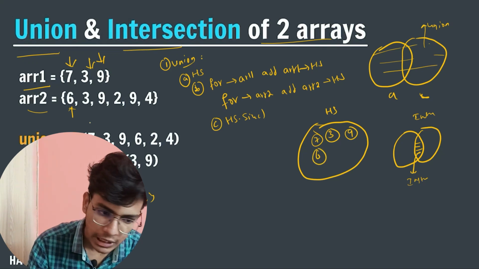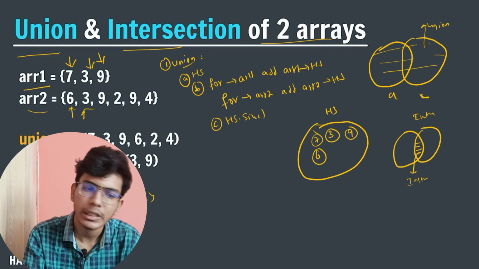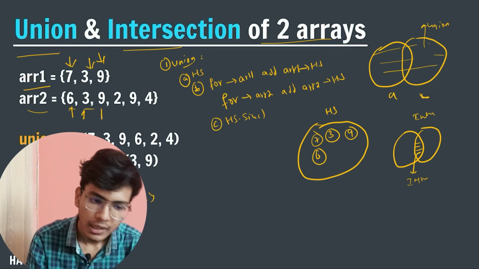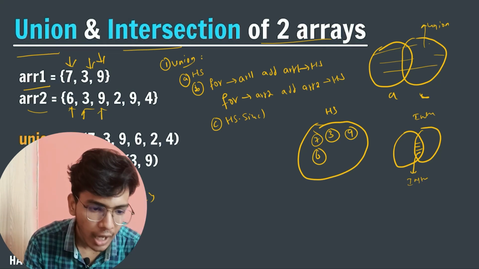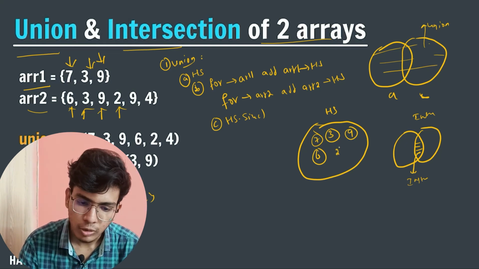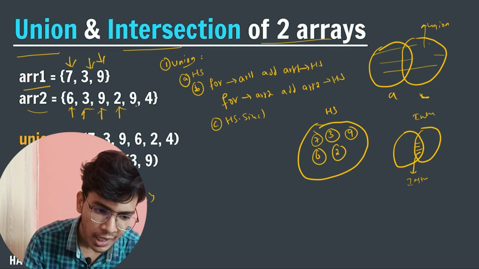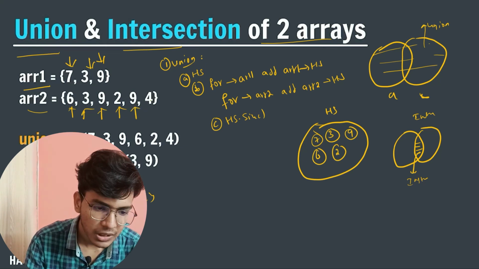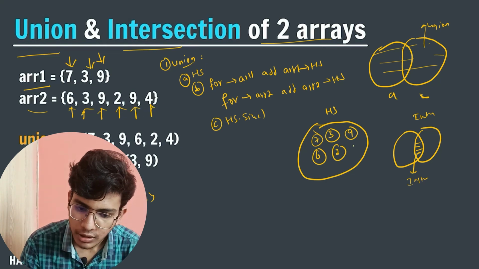After that I will come to 3. 3 is already present, so I don't need to add it again. After that I will come to 9. 9 is already present, so no need to add. After that come to 2. 2 is not present, so add 2 in your hash set. After that come to 9, 9 is present. After that come to 4, 4 is not present, so add 4.